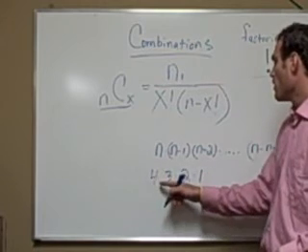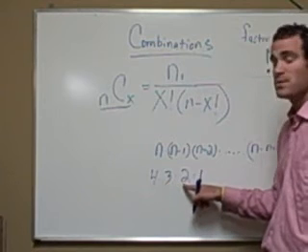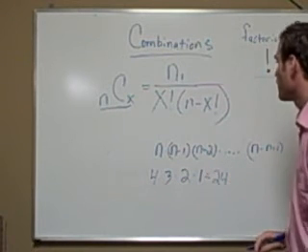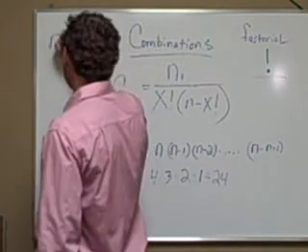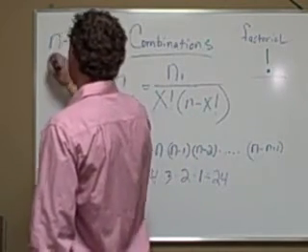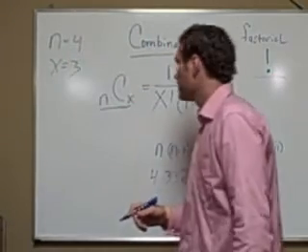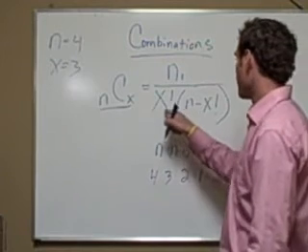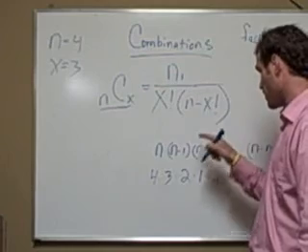So n factorial would be 4 times 3, which is 12, times 2, which is 24, times 1, which is 24. Now remember, sometimes it's easier to write out that n is 4, x is 3. So we're choosing 3 objects from 4. So now, 3 factorial times n minus x factorial.